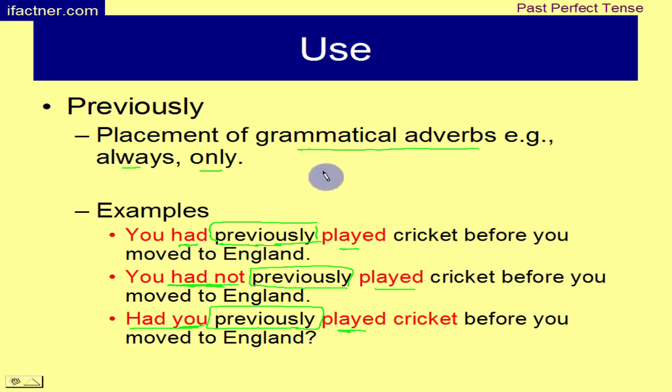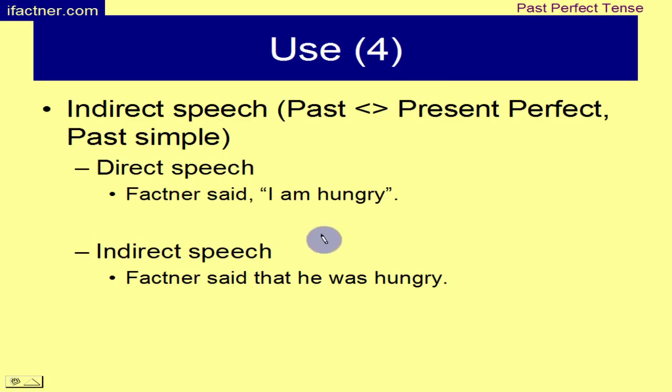So, in this slide we learned how we use or place grammatical adverbs in the past perfect tense. We use past perfect tense in another situation, and that is when we have got present perfect or past simple tense in the direct speech and we want to convert it into the indirect speech. So let's discuss what is a direct speech and what is an indirect speech.